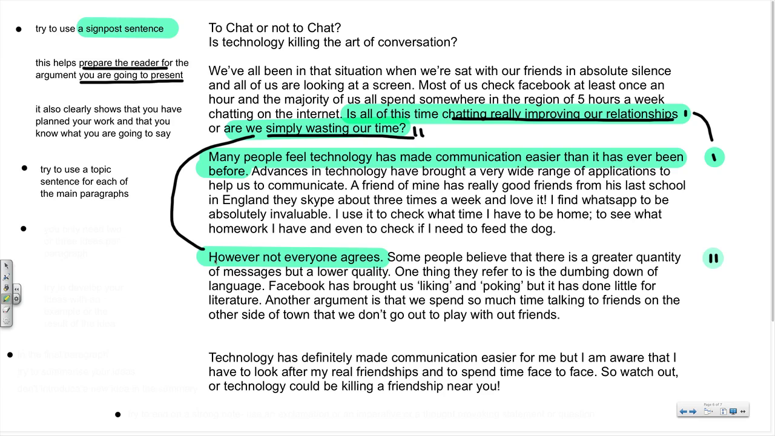The next paragraph, its topic sentence, introduces the idea that not everyone agrees. There is another side to this argument. And this paragraph is considering the other side to the argument, the suggestion that technology is not benefiting communication. So we use topic sentences to introduce the subject of the main paragraphs. Topic sentences should be short and simple. Topic sentences should introduce the subject of the whole of the paragraph.